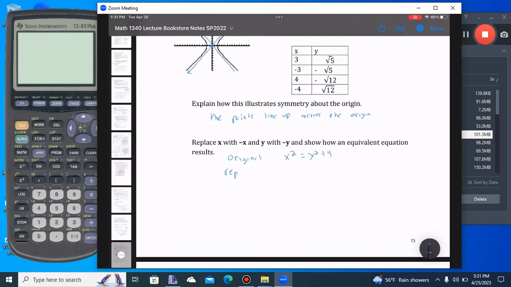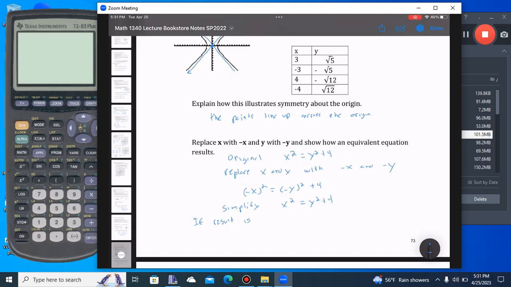Replace x and y with negative x and negative y, where negative x squared equals negative y squared plus 4. Then simplify. We get x squared equals y squared plus 4.